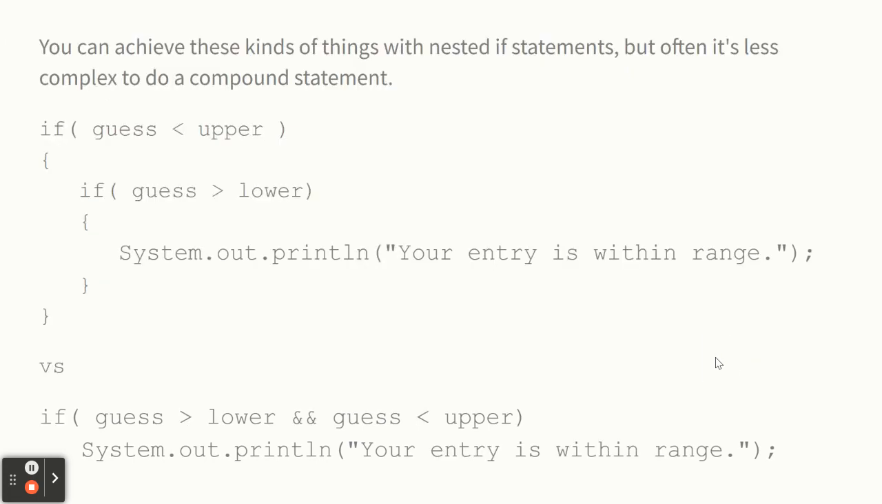But you could do this with nested if statements. So look, I'm saying if guess less than upper, and then inside of that, I'm saying if guess greater than lower, and then I said your entry is within range. That's another way to do this, but I think you'd agree one line with guess greater than lower and guess less than upper is a little bit simpler to read and to type and to debug. You don't have as many curly brackets.